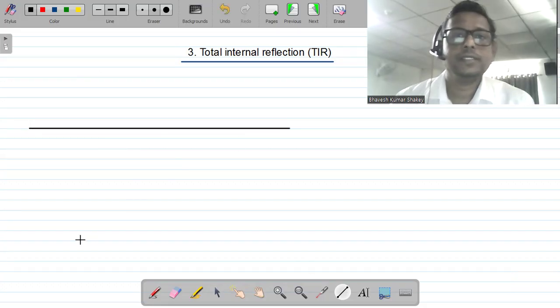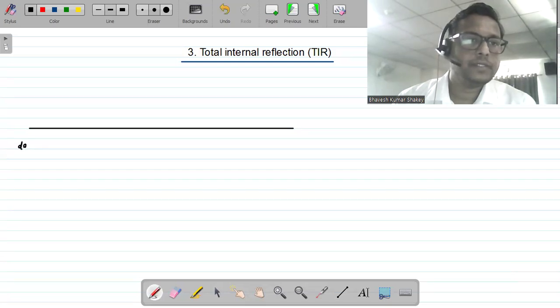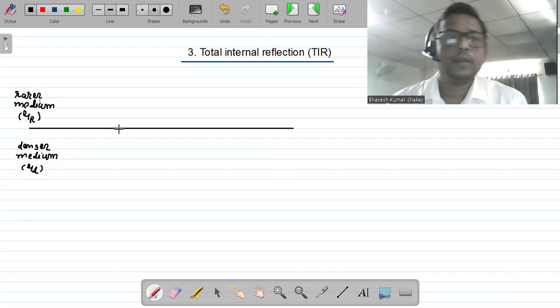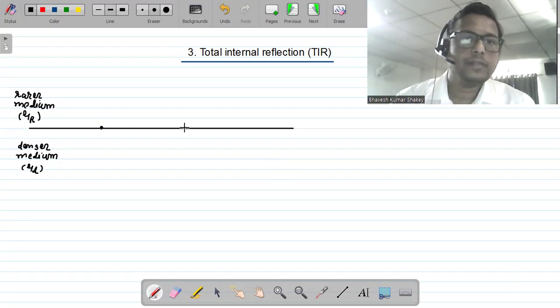So let's say this is an interface, and for this interface here is a medium. That medium is a denser medium, and the absolute refractive index for this denser medium is mu d. Then the medium above is a rarer medium, and the absolute refractive index for this rarer medium is mu r. Okay, now I am taking three cases. You can see all these three cases here.